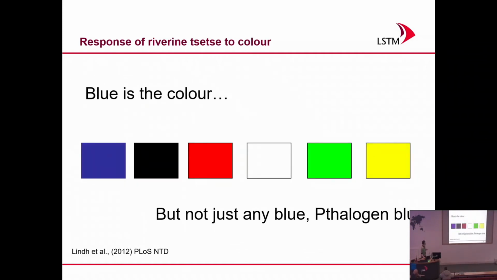And then in terms of color, there was a lot of work done looking at different colors in the 70s and 80s for the savanna species. And Jenny Lind and others looked at this for the riverine species as well, looking at different colors: blue, black, white, green, yellows. And what they found was that, again, it's blue that's the most attractive color, but not just any old blue. It's got to be this phthalogen blue, which, again, is the one that was most attractive for savanna species and is what is used for traps traditionally. So we're now at a square, and it's got to be blue.